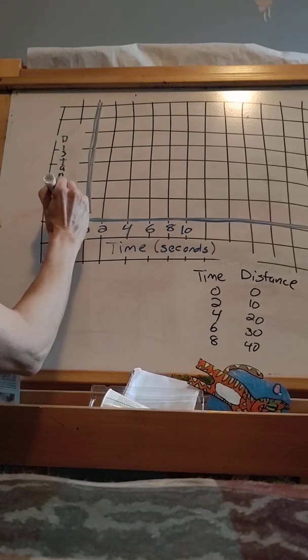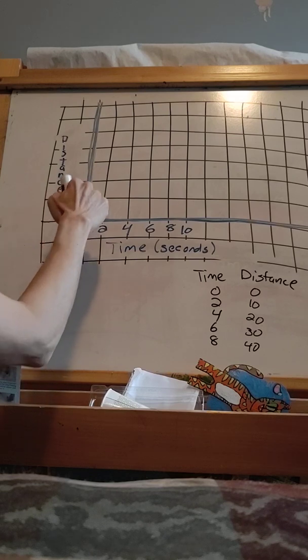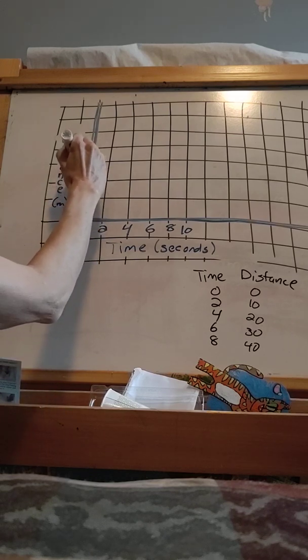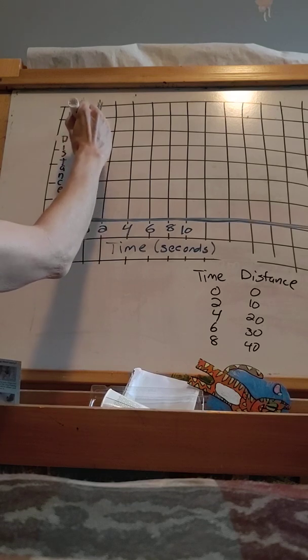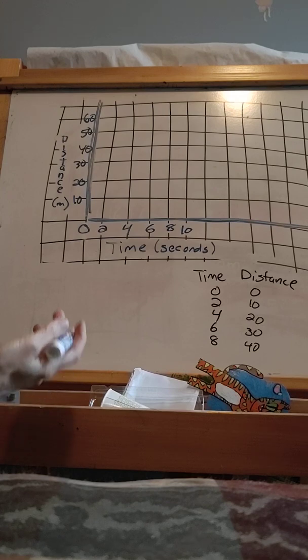And I'm going to measure distance in meters. It might be kilometers, but in physics class, it's usually going to be meters. I'm going to number these every 10, because that's what's going to work for my graph. It may be different for a different graph.